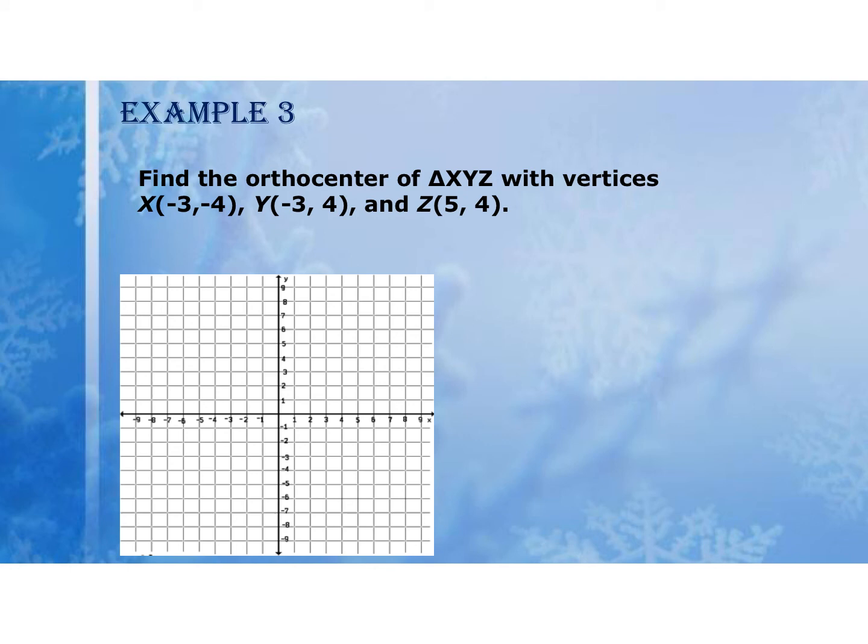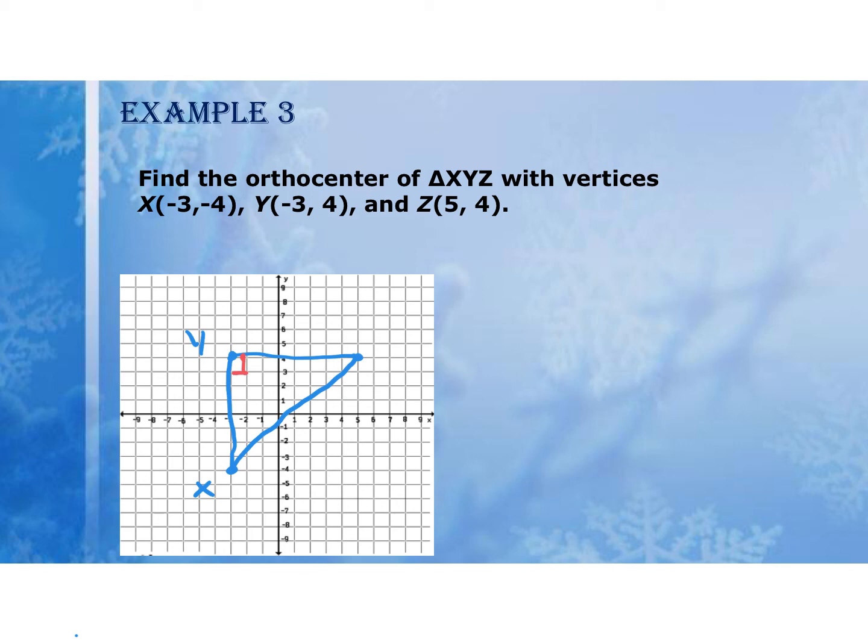So again, just like before, we're going to graph these 3 ordered pairs first. I'm going to graph X. It's going to be located at the ordered pair -3, -4. Y is located at the ordered pair -3, +4. And Z is at the ordered pair 5, +4. Once I connect my points, I notice that 2 of the sides of my triangle, one side's horizontal, one side's vertical. So that's a clue to me that this is a right triangle.